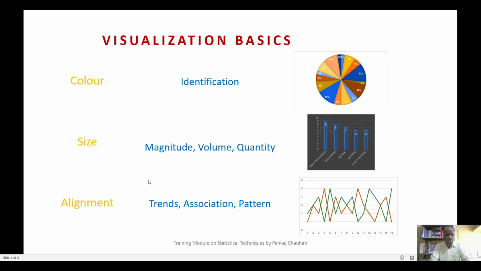And if there is a case where I try to communicate regarding trends, patterns, and associations, in particular, I am more interested in showing the alignment. I should go with line charts. So for different purposes, we have different kinds of charts.